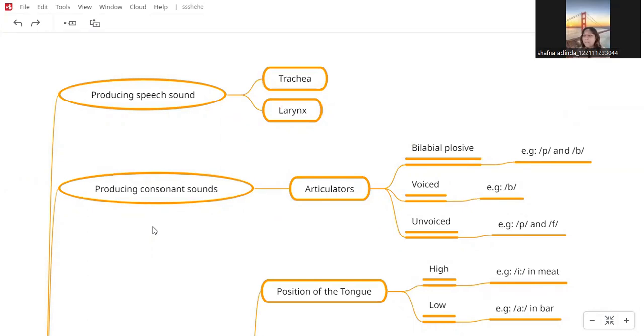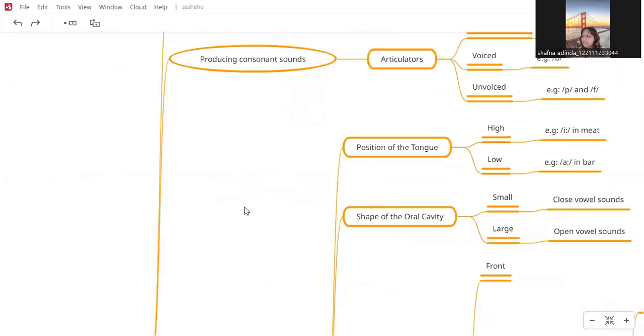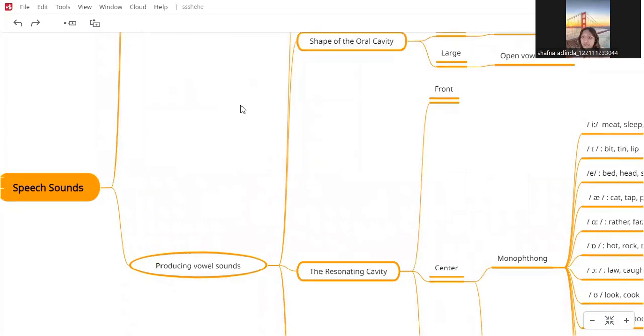And then the P one is unvoiced, because when you feel your Adam's apple, it is not vibrating as much as B. And then there are the vocal folds. What does vocal folds do? It makes consonant sounds voiced or unvoiced.